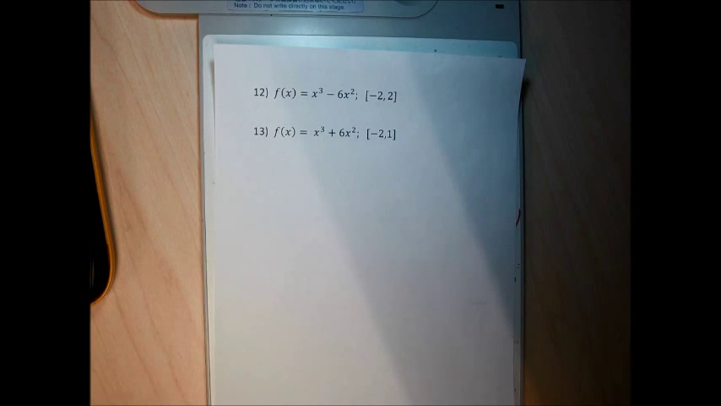So the video might have a bit of a hiccup. I didn't like my attempt at problem 12, so I'm redoing it. So let me get started.